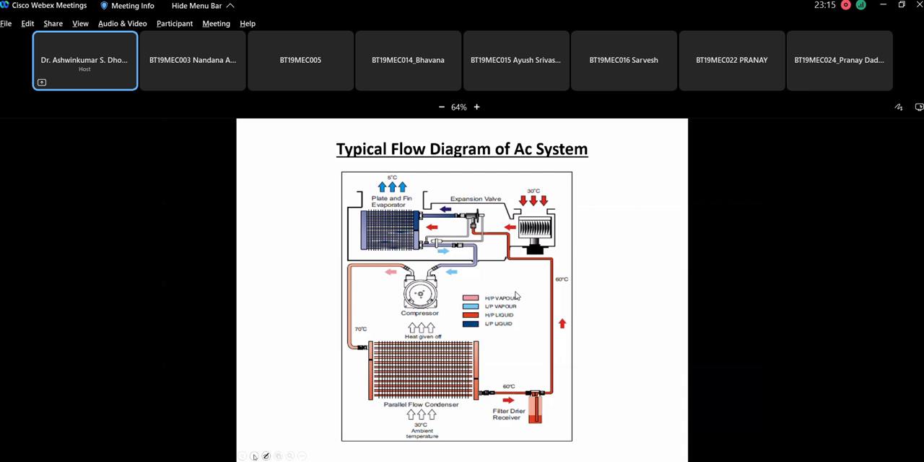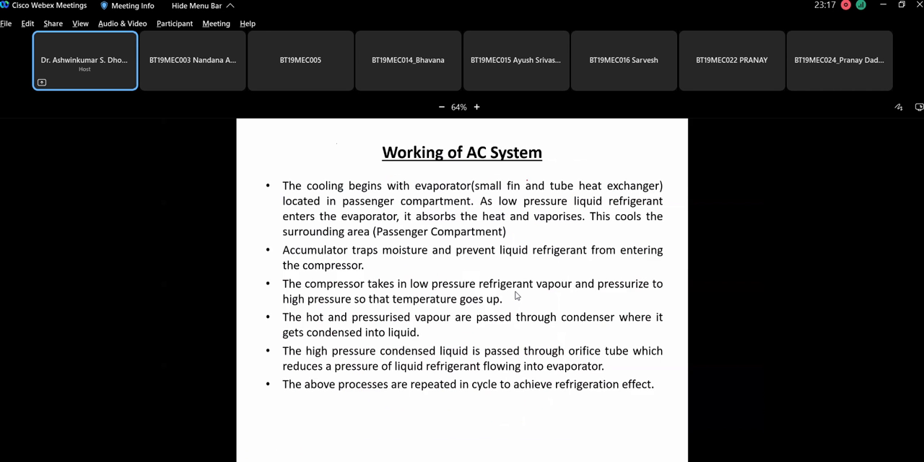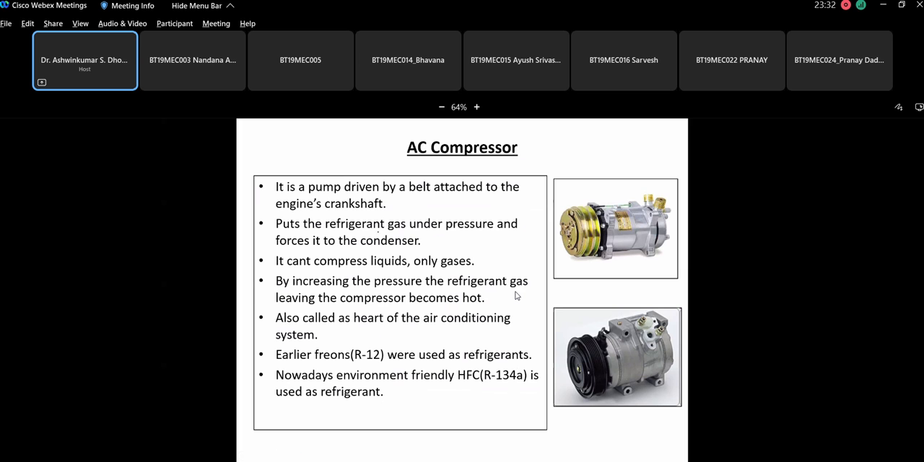So, working of the AC system, the cooling: I have already explained this to you. The above process is repeated in a cycle to achieve the refrigeration effect. Okay, so now let us come to the AC compressor. So what is the AC compressor? This is basically a typical AC compressor, which is used in a vehicle.